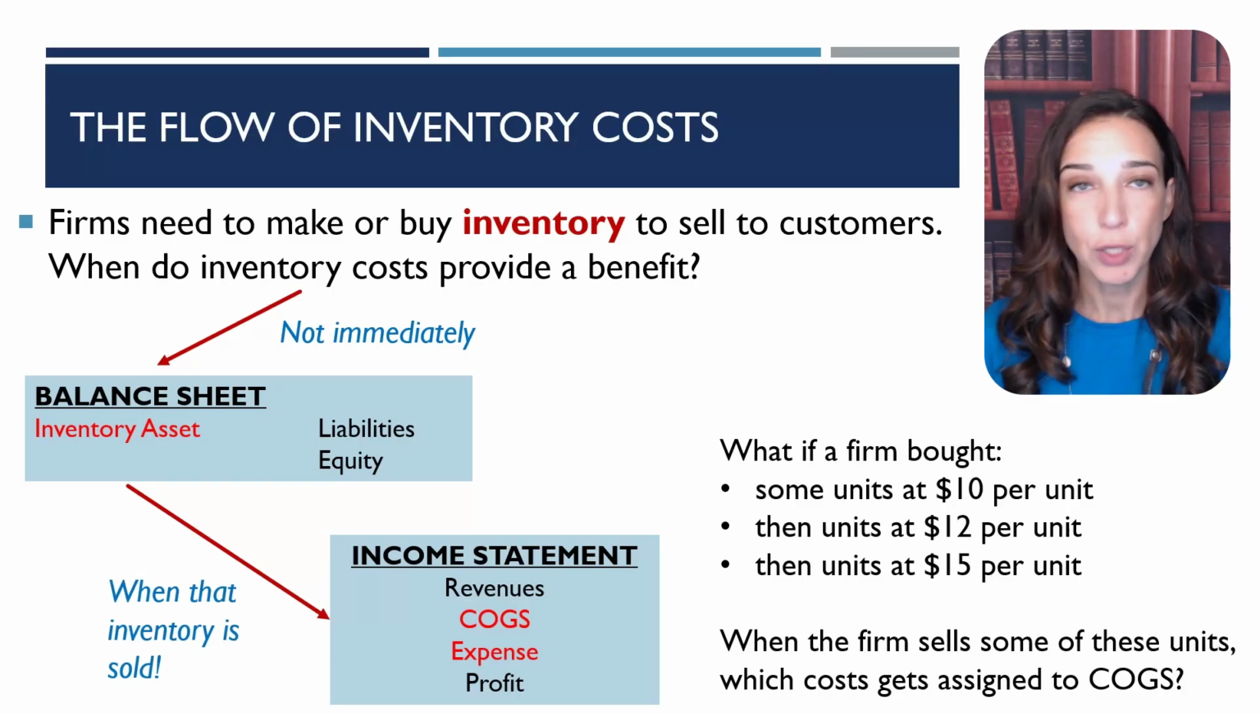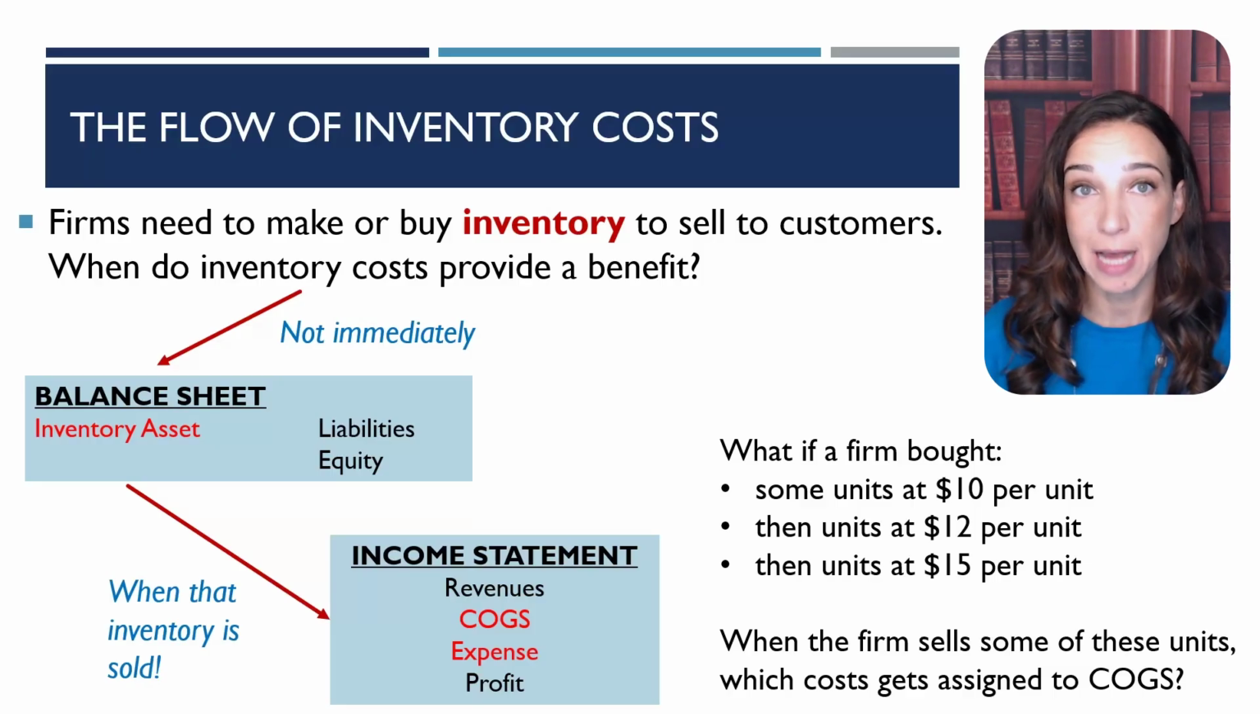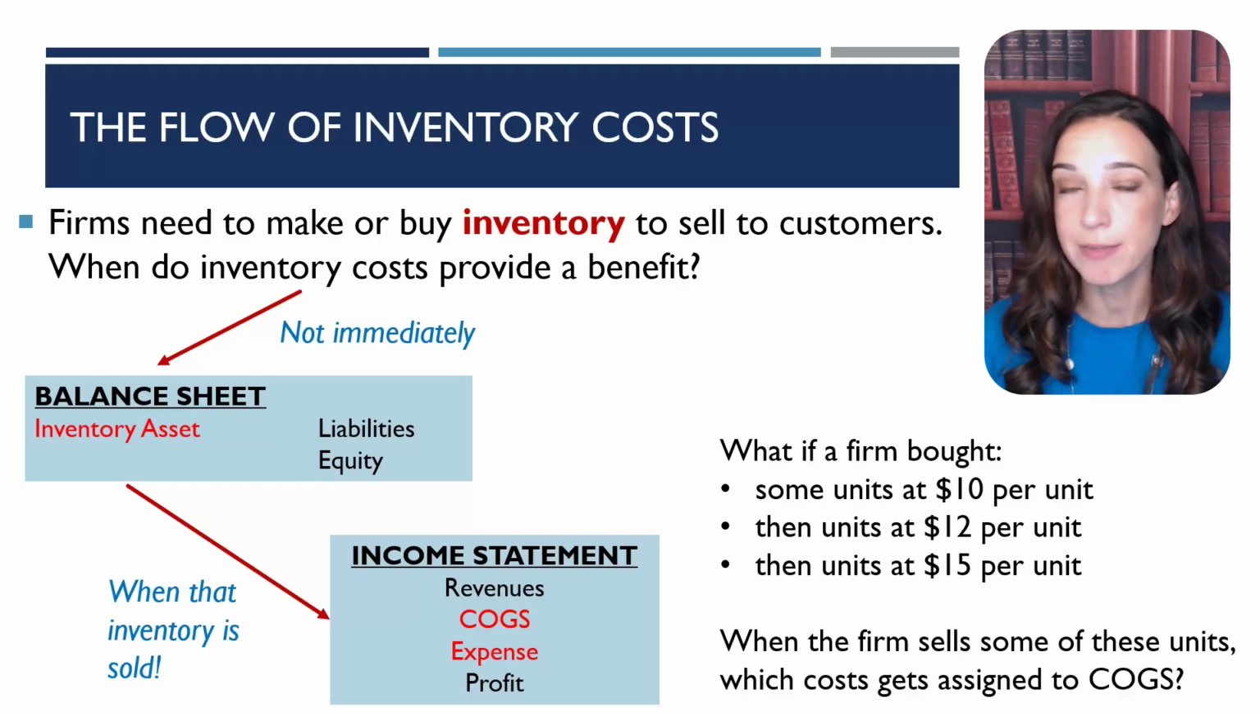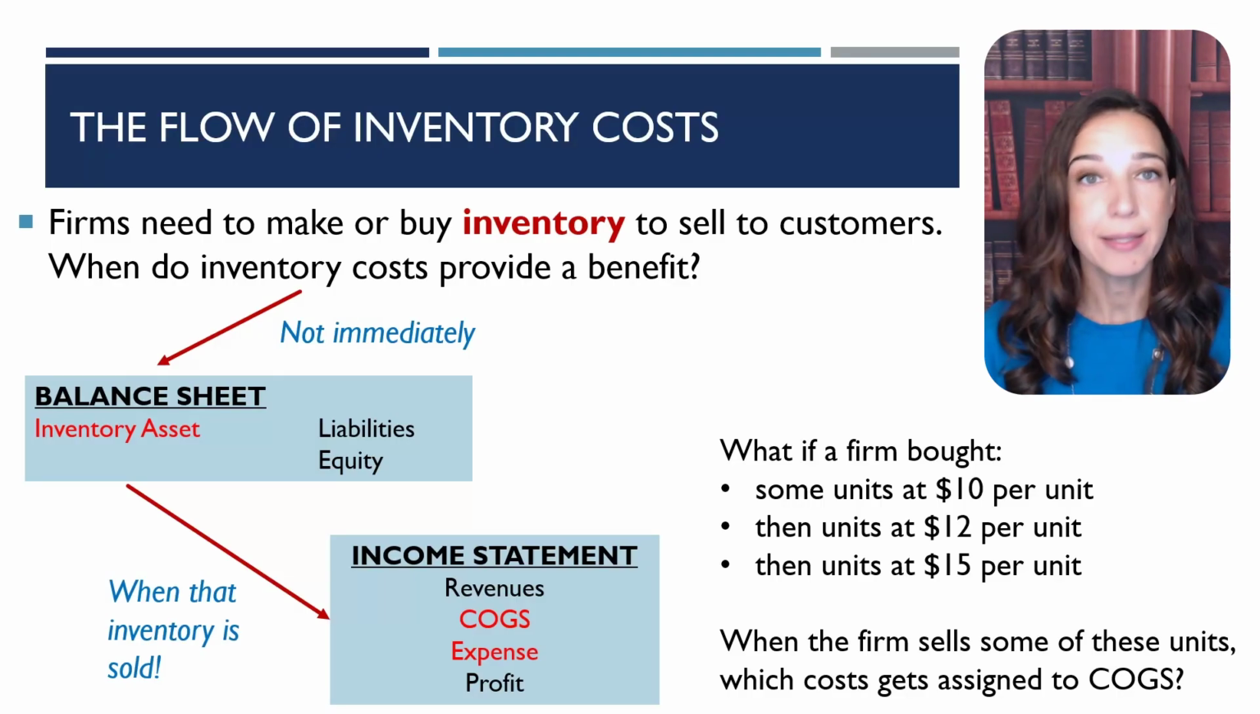And the big question is, what happens if the firm experiences a change in the inventory costing over time? So let's suppose that the firm goes out and buys some unit, and the cost at that time is $10 per unit. And then a short time later, they buy some more additional units, and those units are now a little bit more expensive. They're now $12 per unit. And then they buy some more units at $15 per unit.